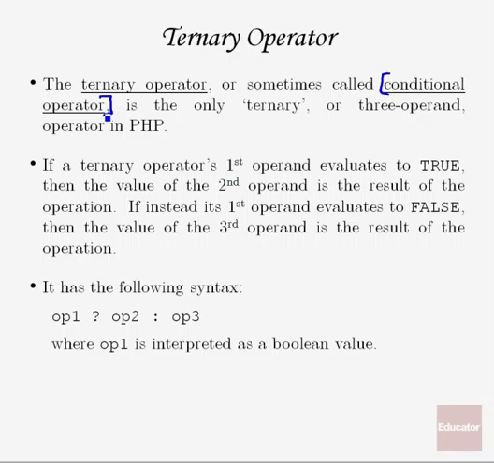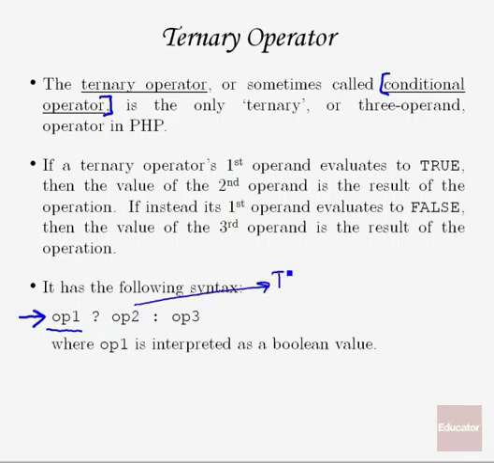As the name implies, it's a ternary operator, which is a 3-operand operator, and it's the only ternary operator within PHP. The way it works is, here's an example of what it looks like in action down here. Its first operand, here op1, is a Boolean expression, or it's interpreted as a Boolean value. If it equals true, then after the question mark is the second operand, and the second operand will be returned.